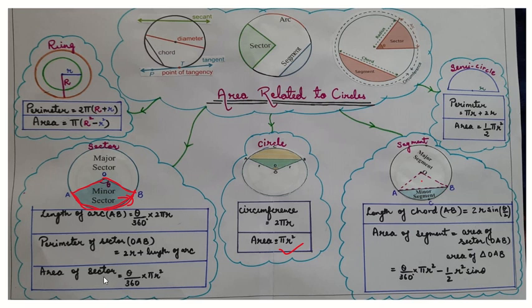So what is the area of a sector? It's theta by 360 into pi r squared. Right, next we are going to see about the segment. What is a segment? A region enclosed by the chord. A chord is nothing but a line segment drawn inside the circle, right? So the region enclosed by the chord, you will say that as a segment. This is a minor segment and this is a major segment.